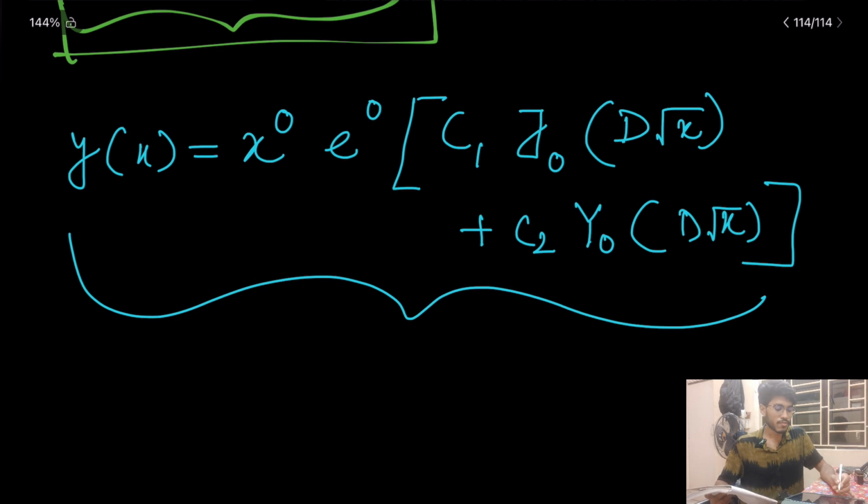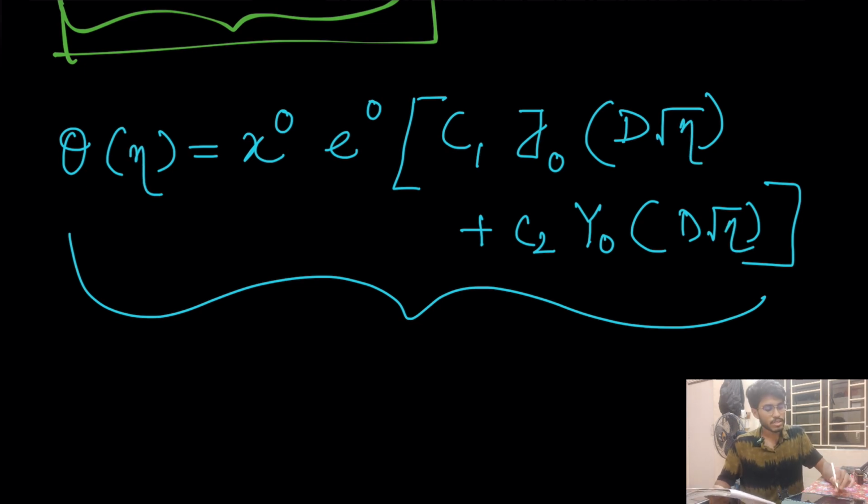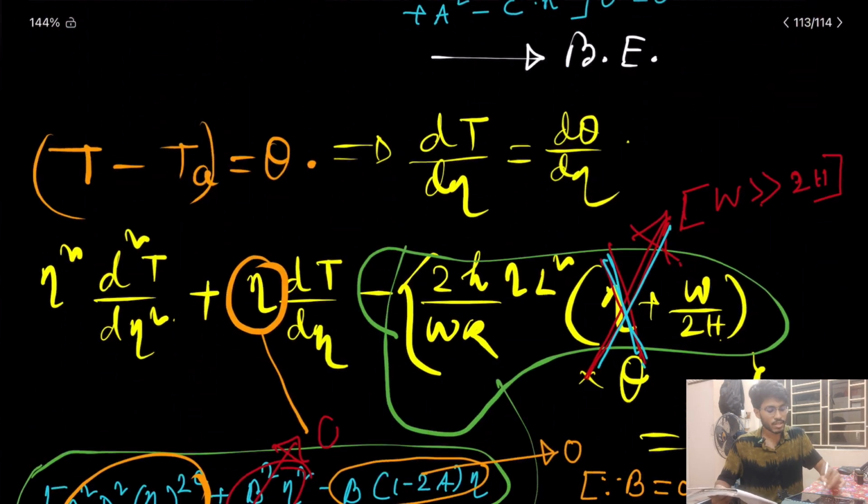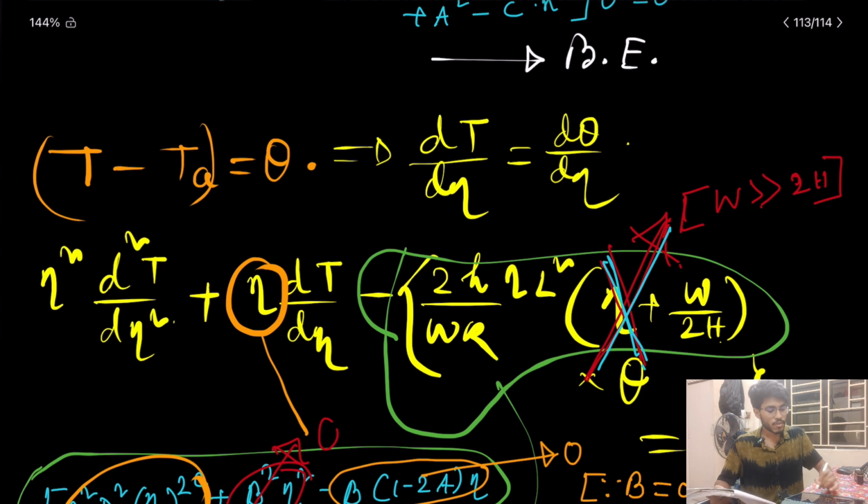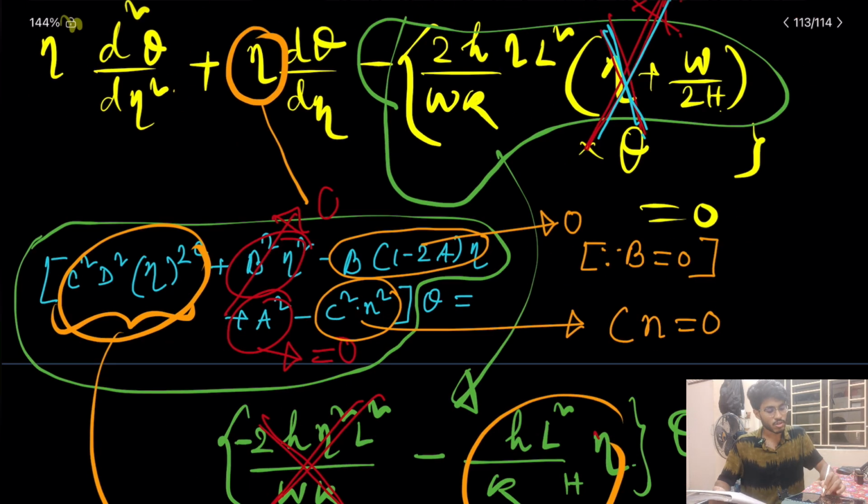Now you have to find c1 and c2. This is not y here, I should have written theta here, and also this is not x here, the solution I will get in terms of eta, because I have already converted the governing equation in terms of theta and eta. I am extremely sorry.